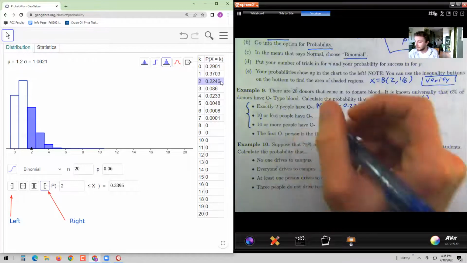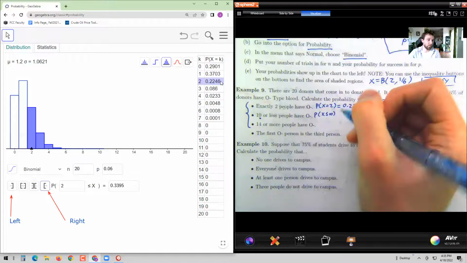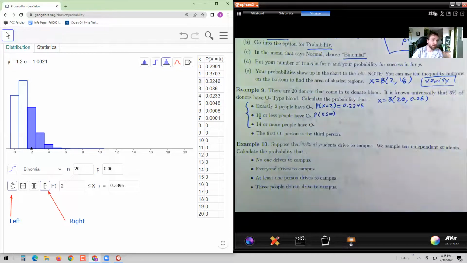Let's say I'm looking at 10 or less. I'm going to click the left button, the less button. I'm going to type in the number 10 and verify it shades everything from 10 or less here. Great. It's adding up all of these blocks. You can physically add them together. And it's so close to 100% that GeoGebra just calls it 1.